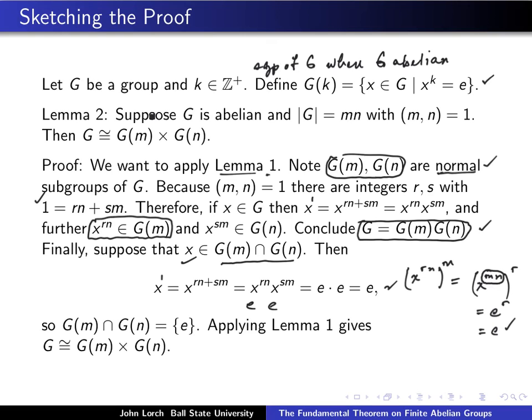So now the way is clear to apply lemma 1. We know that we have our two groups that are normal, whose product yields the whole group G and whose intersection is trivial. So G is isomorphic to the direct product of G of m and G of n.